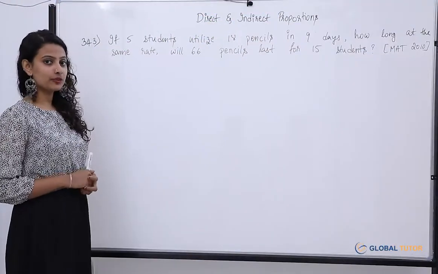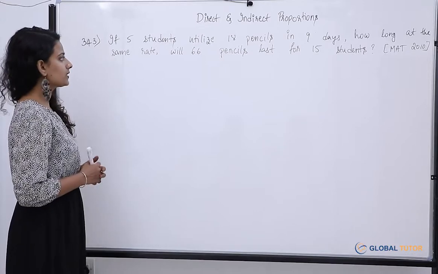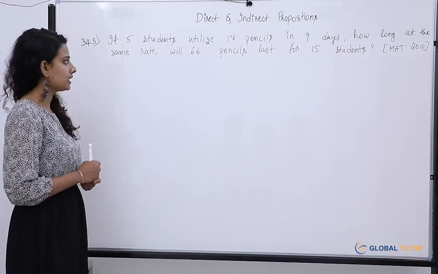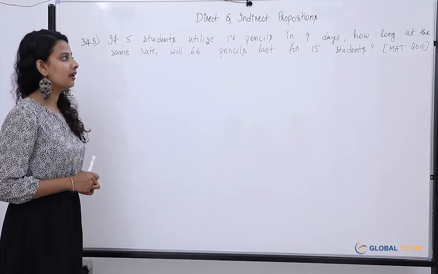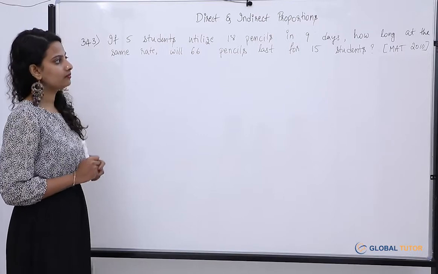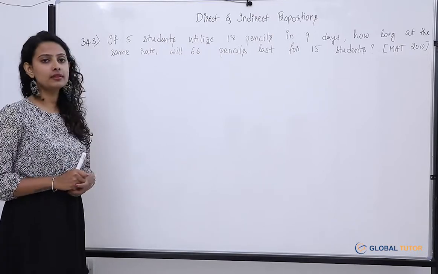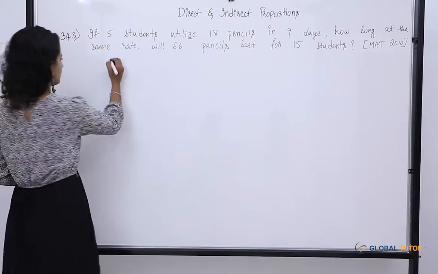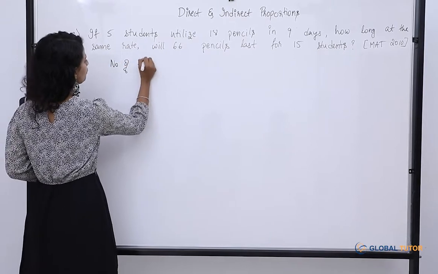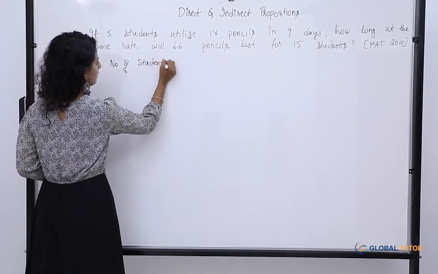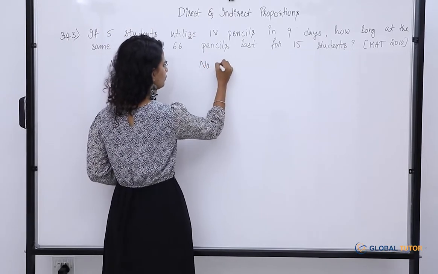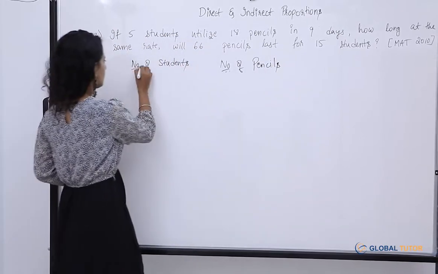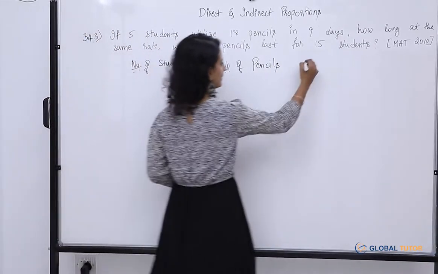Let us start today's episode with this question. If 5 students utilize 18 pencils in 9 days, how long at the same rate will 66 pencils last for 15 students? This question appeared in the MAT exam in the year 2010. If you observe here, there are three parameters. The first one is number of students. Then you have number of pencils, and lastly you have number of days.